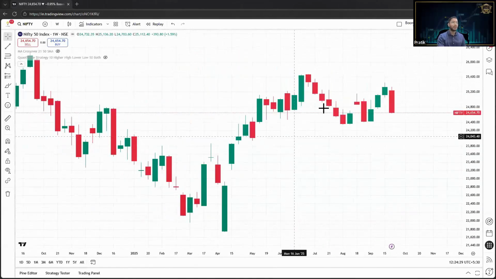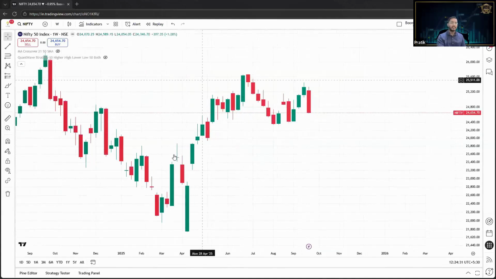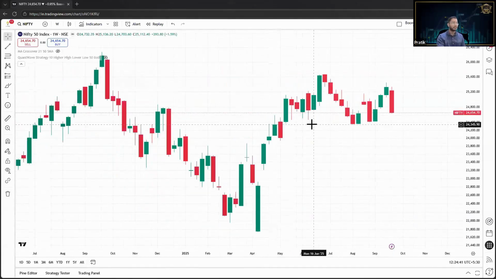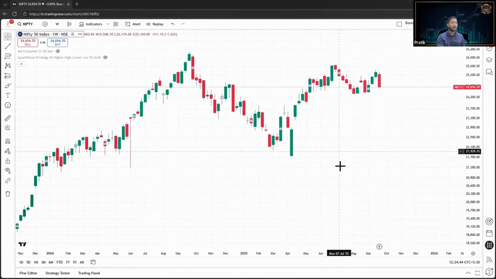So let's try to do our analysis on the 1 week chart. Let's try to find the candlestick patterns in the 1 week chart. First we'll start with Marubozu. Can you spot a Marubozu for me?